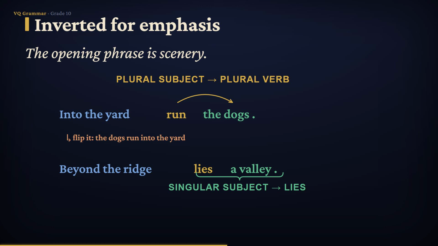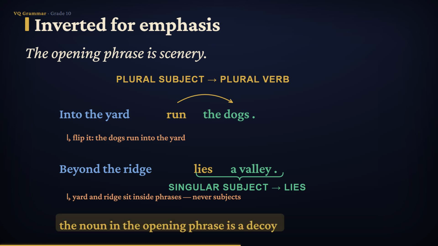And now see the trap sitting in both sentences. Yard is singular. Ridge is singular. Each one is parked right in front of the verb, begging to be treated as the subject. But a noun inside a prepositional phrase can never be the subject of the sentence. The noun in that opening phrase is a decoy. Step right over it and keep looking.